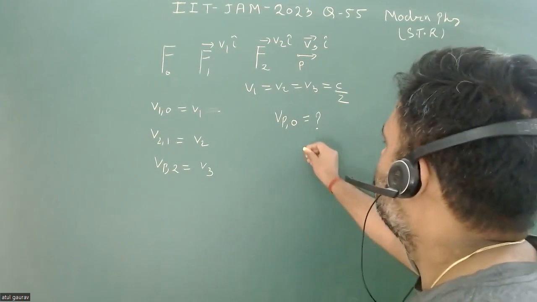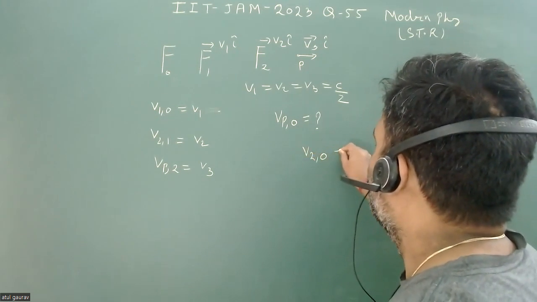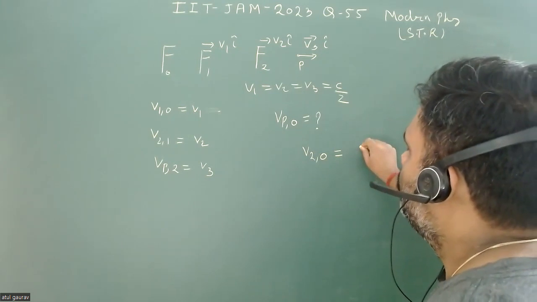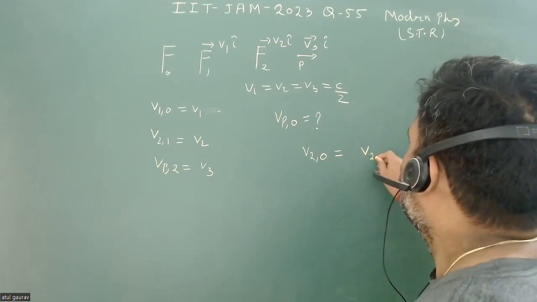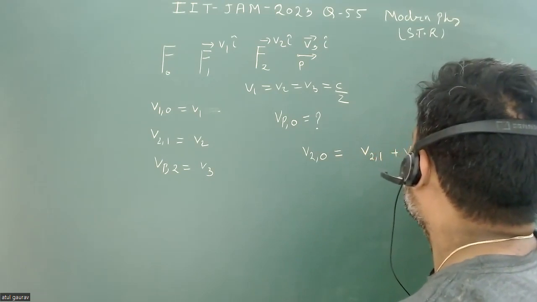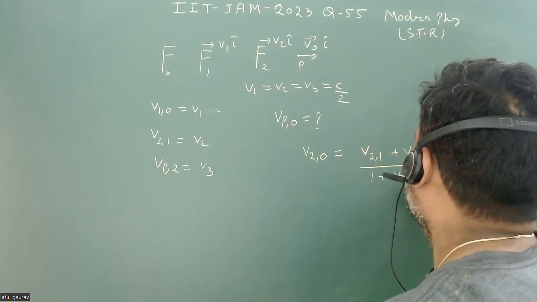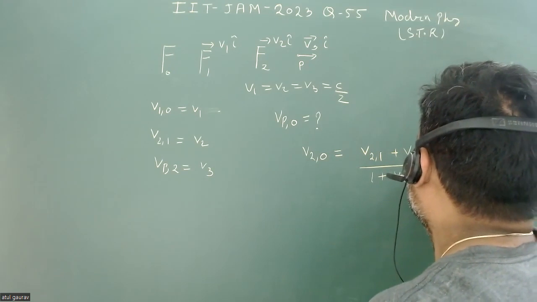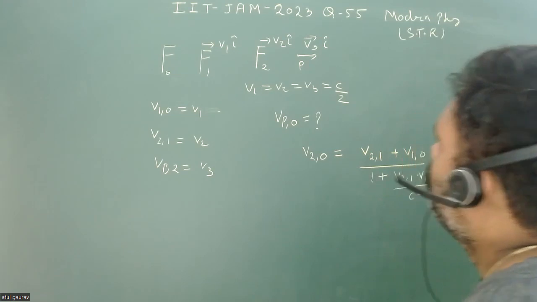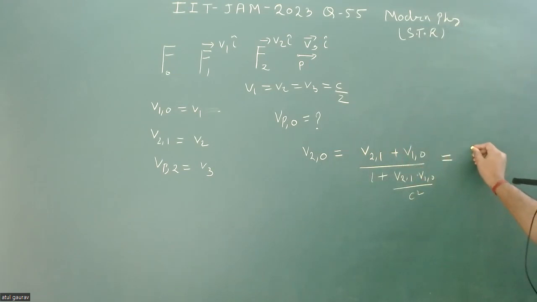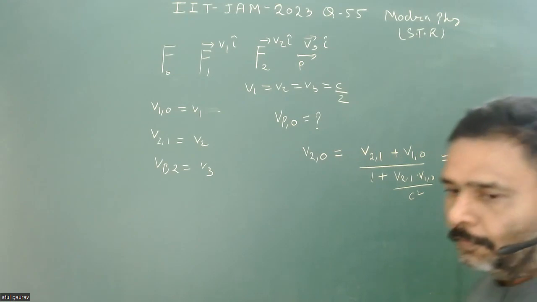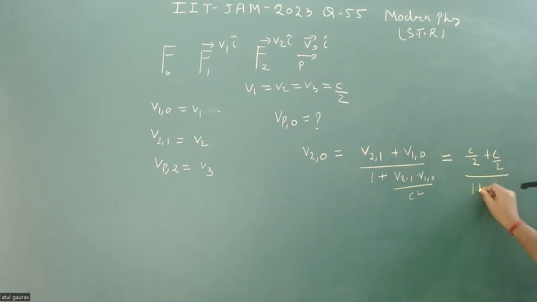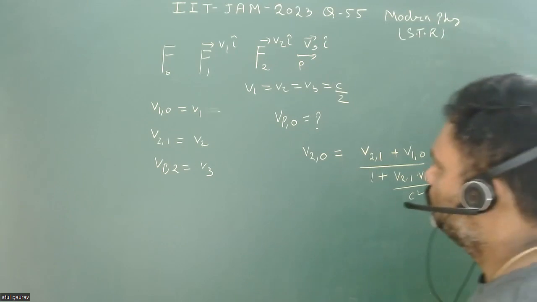When we calculate the velocity of 2 with respect to 0, we write the velocity of 2 with respect to 1 plus velocity of 1 with respect to 0, divided by 1 plus velocity of 2 with respect to 1 times velocity of 1 with respect to 0 by c square. So this value will be c by 2 plus c by 2, divided by 1 plus c by 2 times c by 2 times 1 by c square. Then this value is 4 upon 5c. So the first thing we have calculated.